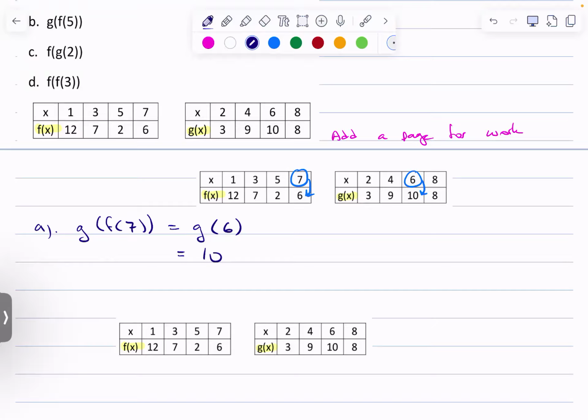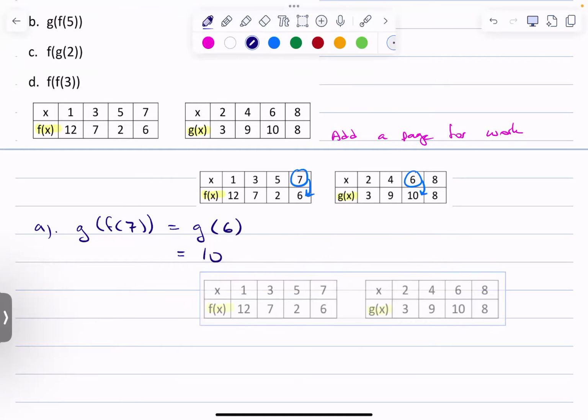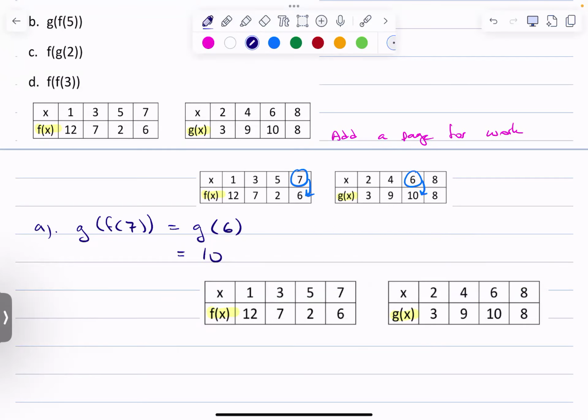It's another one of those where you just want to be slow and methodical because it can get quite cross-eyed working with multiple tables. But just work through it methodically. And I always try to write out the function that you're working with, g of f of 7, and then replace the f of 7 with its output, and then replace the g of 6 with its output. Okay.